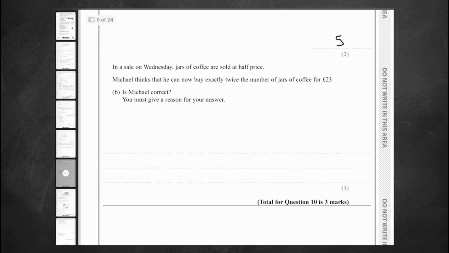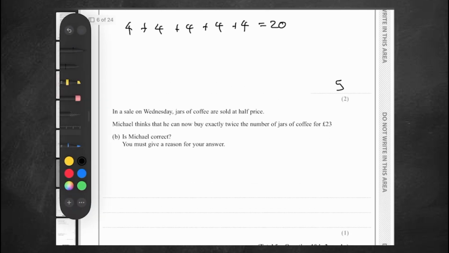In a sale on Wednesday, jars of coffee are sold at half price. Michael thinks that he can now buy exactly twice the number of jars of coffee for his £23. Is Michael correct? So that would mean that the jars would now cost £2. So no, he is not correct.